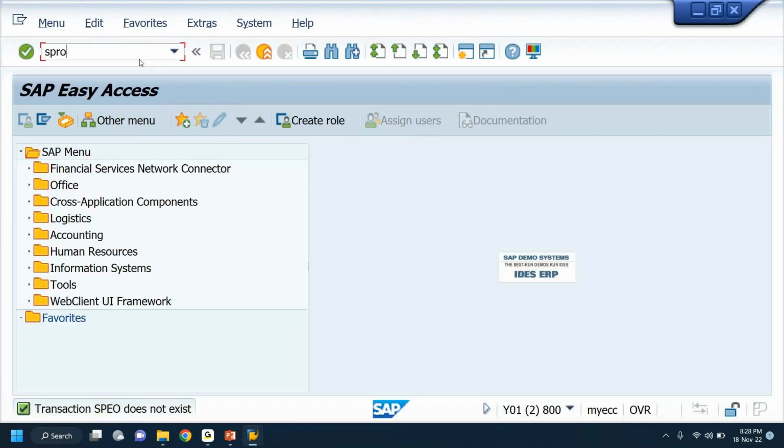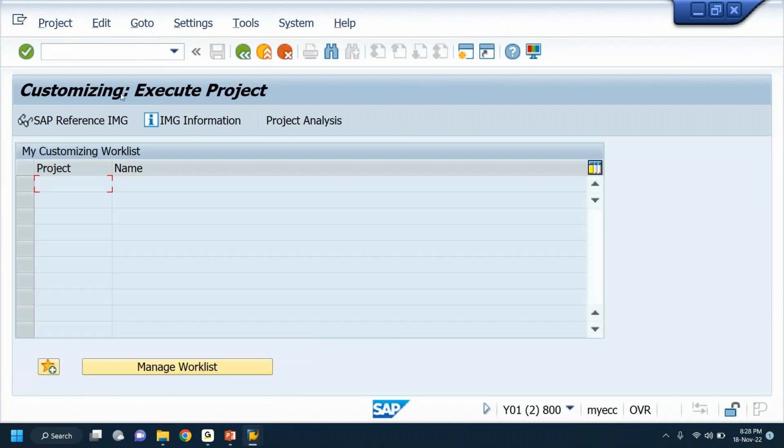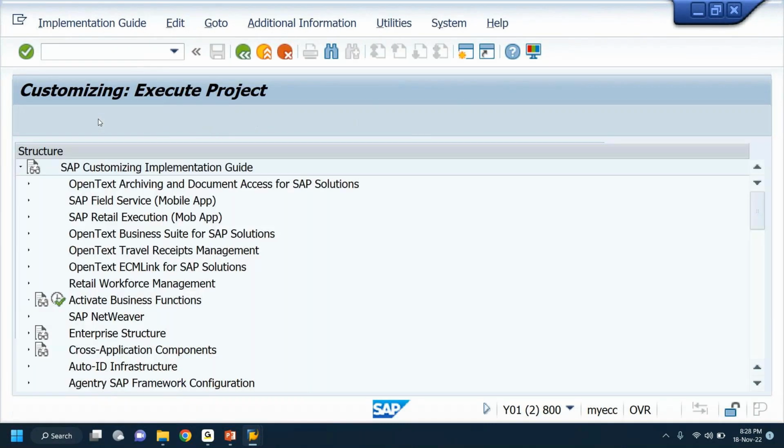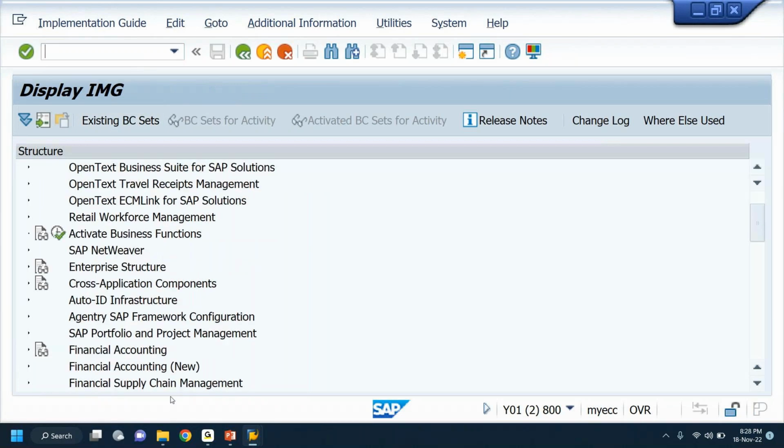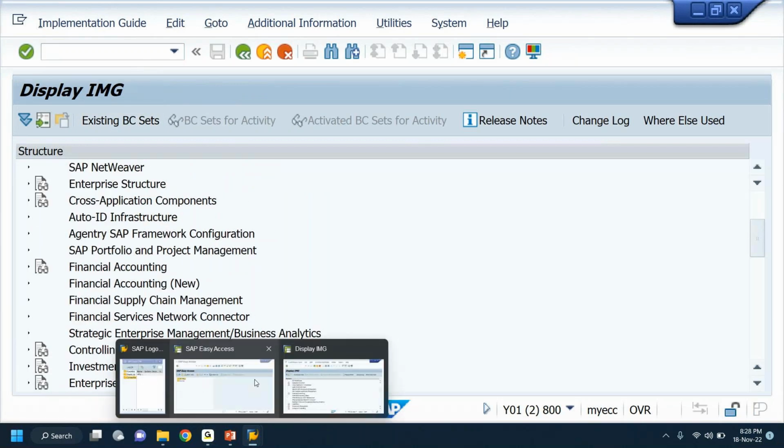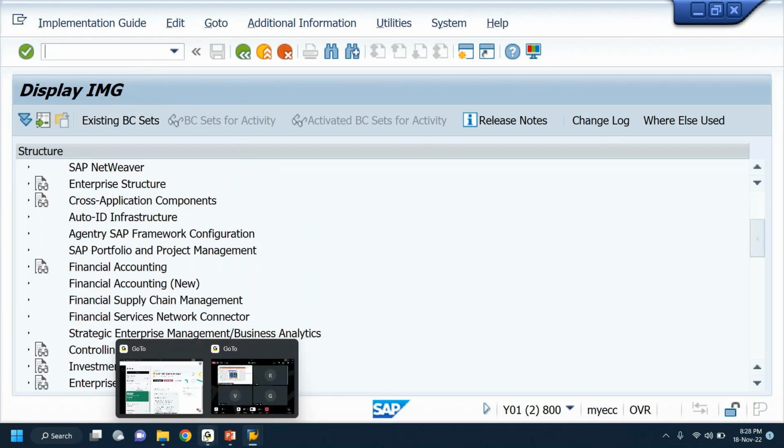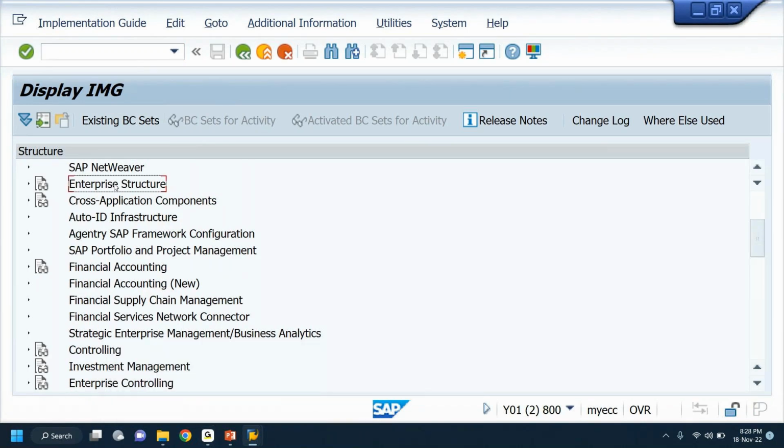SPRO, IMG. So we will go into the customization end to end. That is how the businesses are handled, and we will be understanding from the enterprise structure level and see how.